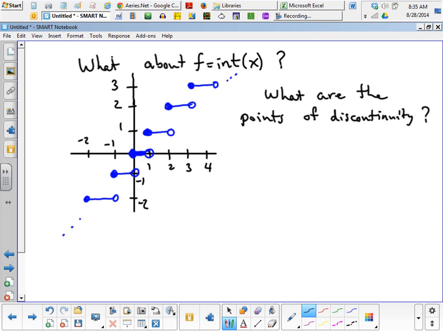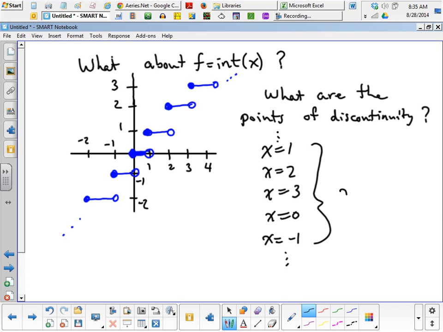At x equals 1. Okay. Where else? X equals 2. X is equal to 3. Right. At 0, there's a discontinuity. Right, at -1. In other words, x is any integer, right? So where x is any integer, you're going to have a discontinuity.